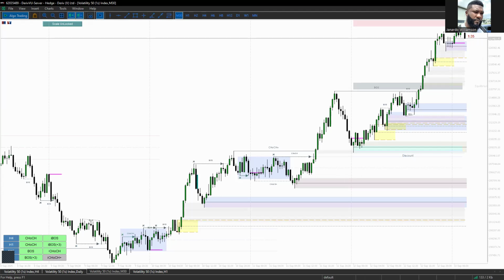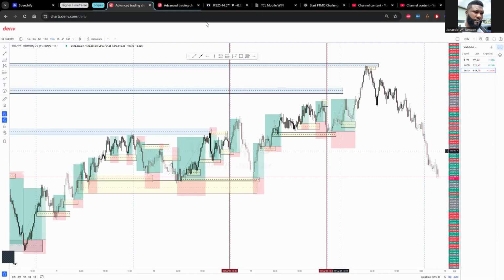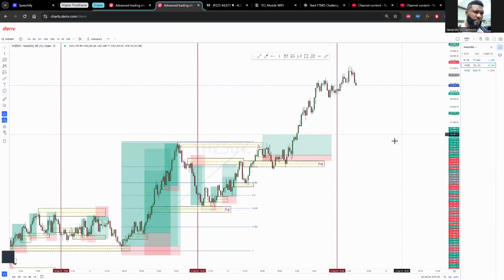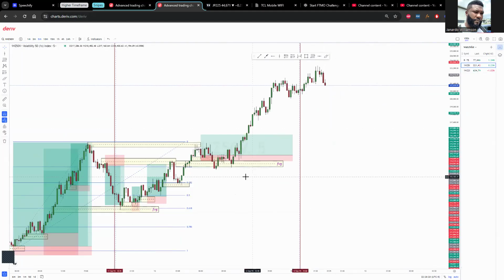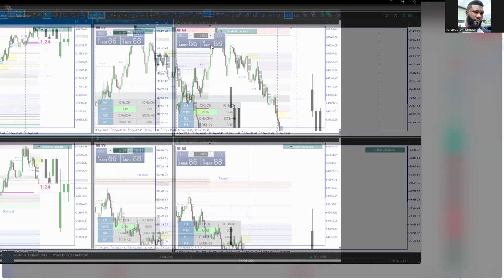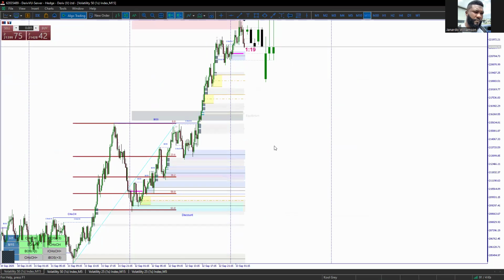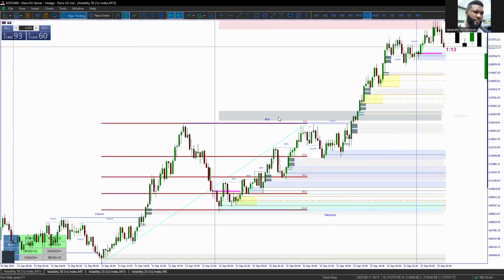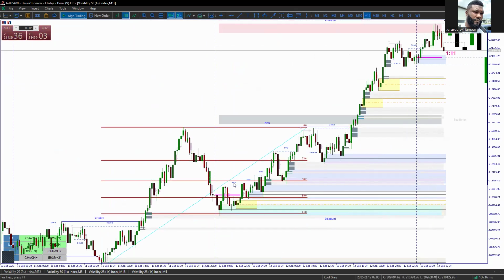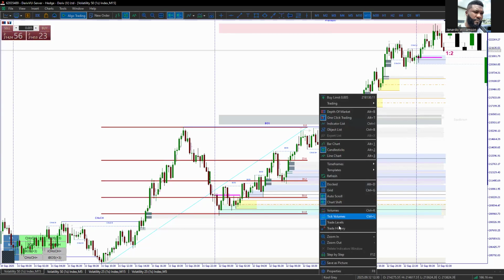So let's get into the charts on TradingView and see where we could have capitalized on some moves. Let me actually do it from this chart first on MT5 using the tool. Like I said, we went straight up, just kept making breaker structures and retesting and just kept going up and up and up.